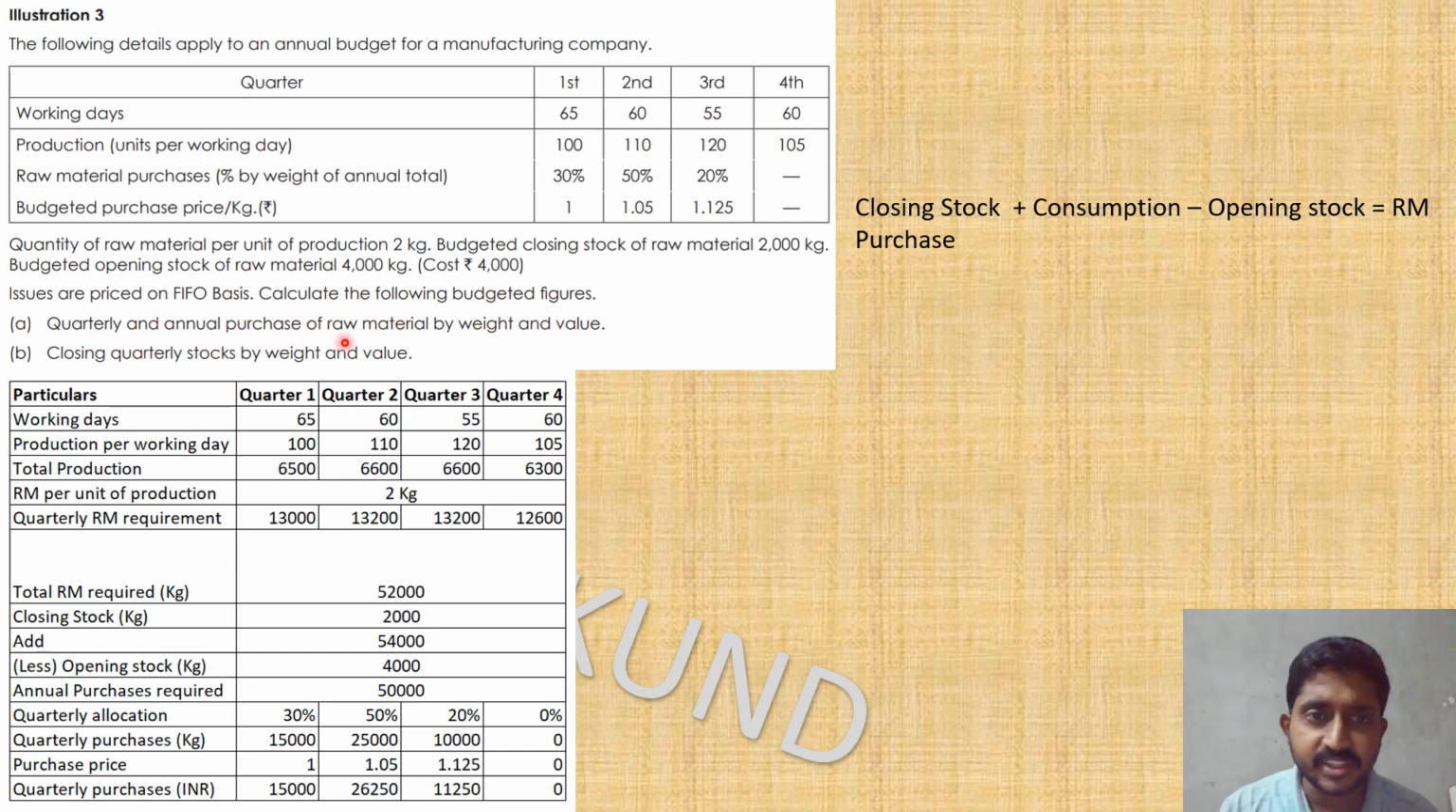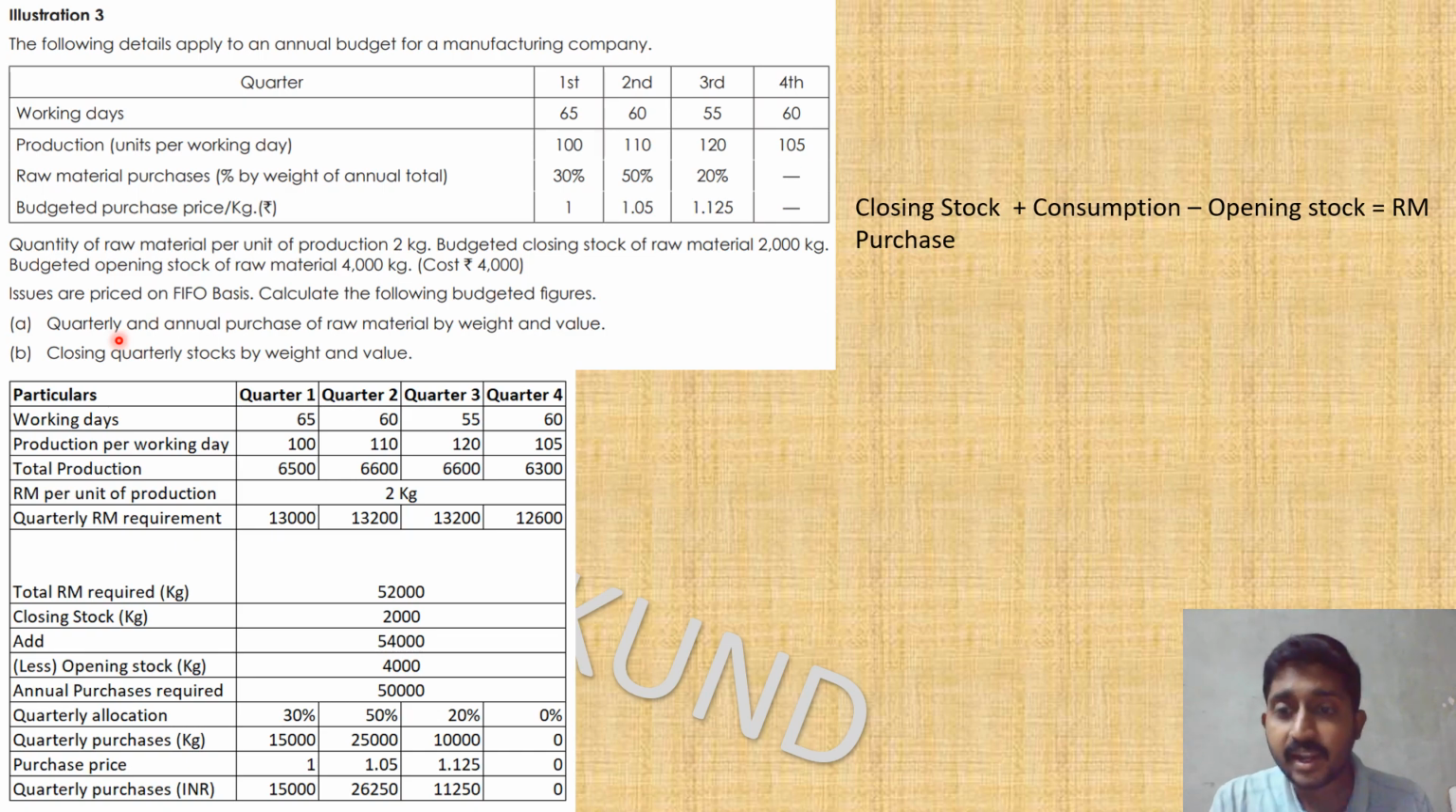Quarterly and annual purchase of raw material by weight and value. So here it is very important. Quarterly and annual purchase of raw material. So we need to know the raw material purchases by weight and value. Okay. So we have to find that quarterly, and if we add all the quarters, it's going to be annually. So that's not a problem.